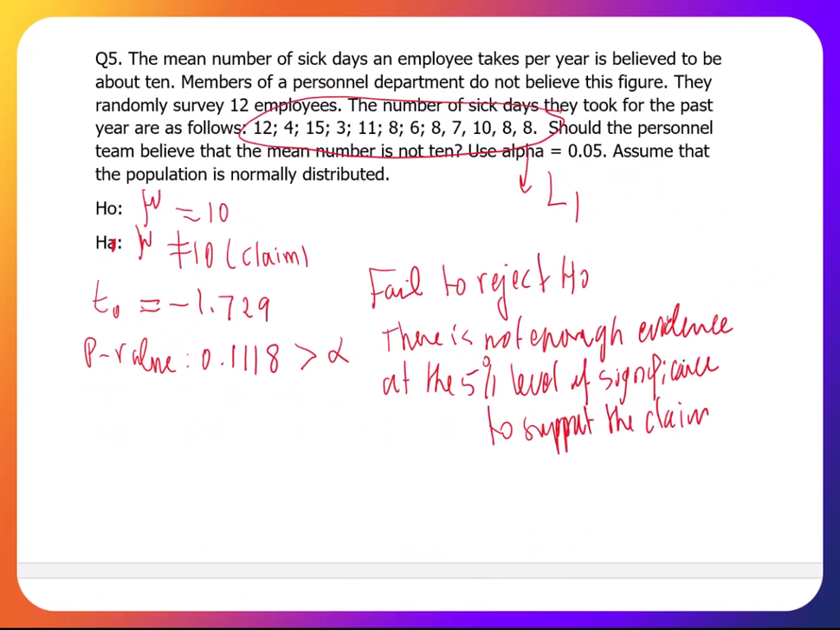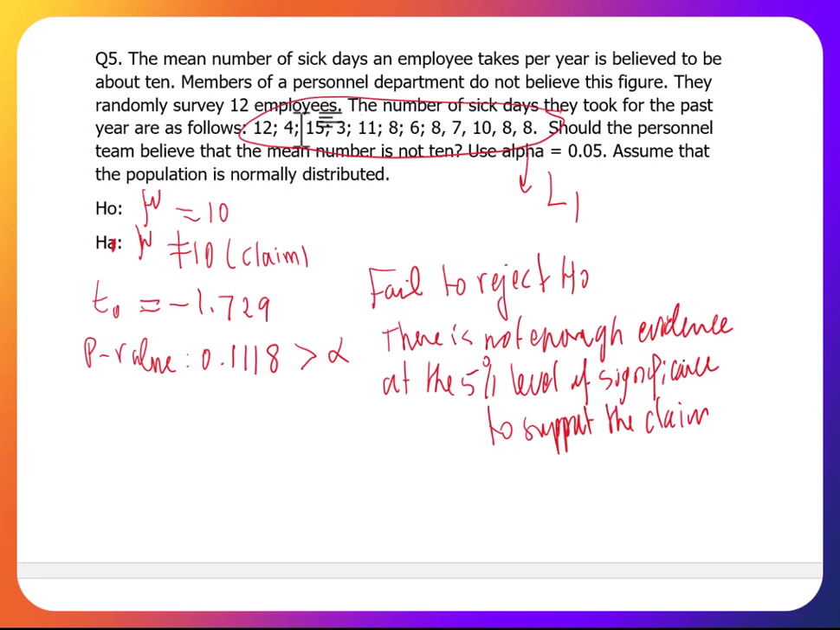The mean number of sick days an employee takes per year is believed to be about 10. Members of a personnel department do not believe this figure. They randomly survey 12 employees, and the number of sick days they took in the past year are as follows. Should the personnel team believe that the mean number is not 10? So they're claiming that it is not 10, and this is how I stated the null and the alternative, guys. Not 10, not equal to 10, and equal to 10, and this is the claim. Use alpha equal 5%, assume that the population is normally distributed.